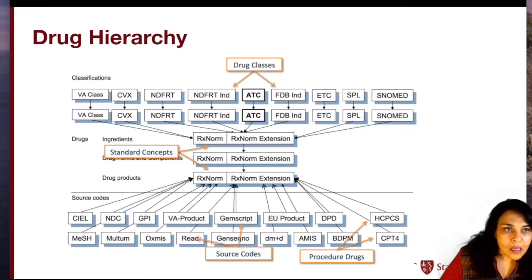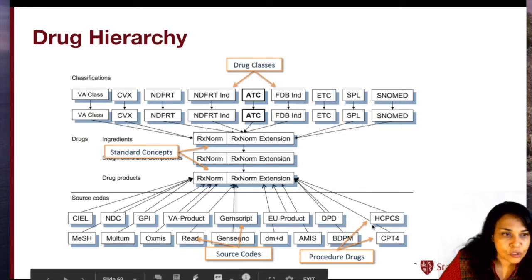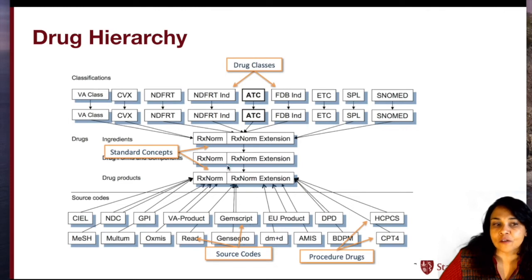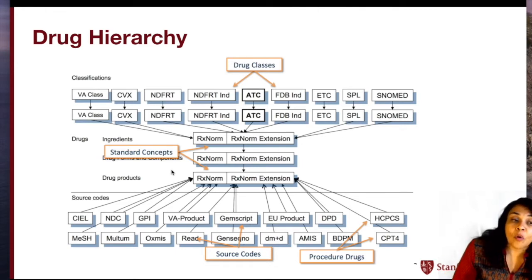Okay, so this is what the drug hierarchy looks like. Everything below this line, these are all your source codes. It could be SEAL, NDC, GPI. This is European. There's a Belgian product. There are Australian products in here. Oxmis is also from the UK. And they all map to RxNorm and RxNorm extension. As I mentioned before, RxNorm extension is the extension for RxNorm created by the OMOP vocabulary team, specifically to absorb all the non-US drugs. So you have standard concepts for drug products, for drug ingredients, and for drug classifications. So all three will have concepts.